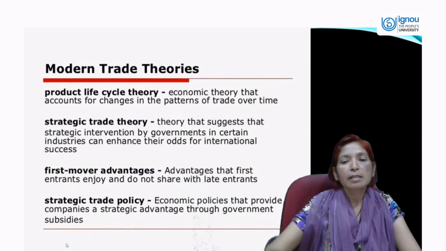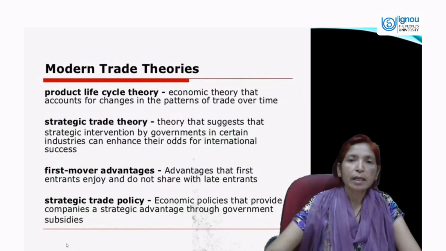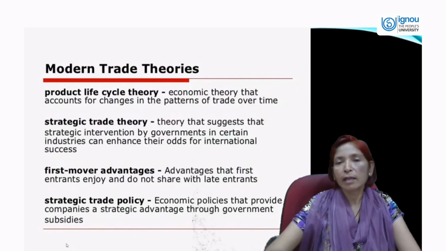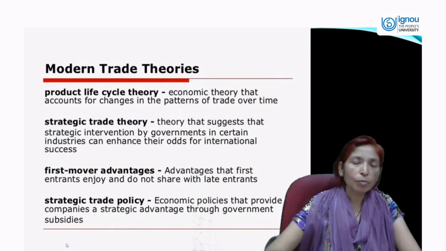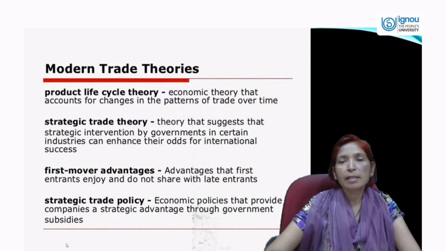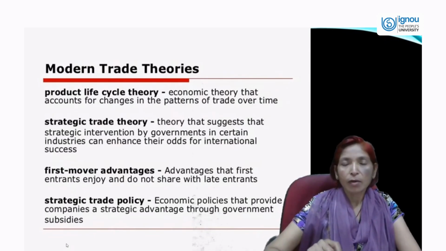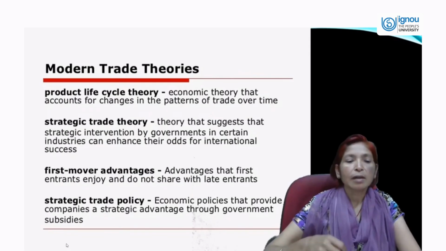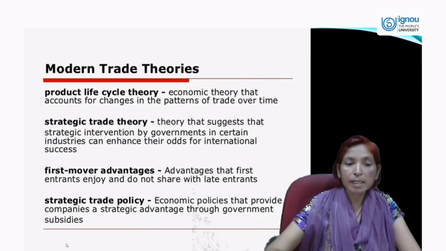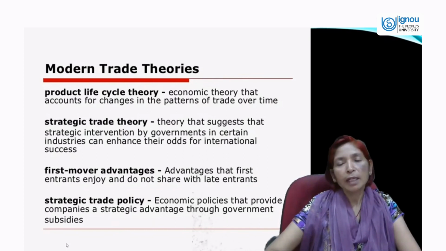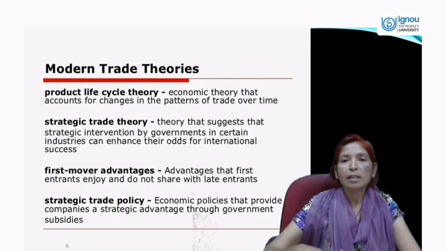Next is strategic trade theory. Strategic trade theory suggests that strategic intervention by government in certain industries can enhance their odds for international success. First mover advantage theory tells us that the first entrant, who initially takes the risk to produce goods, is called the first mover. The first mover enjoys the advantages and does not share them with later entrants who enter that business later.